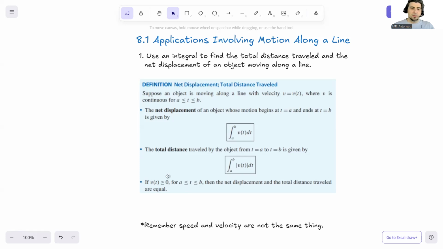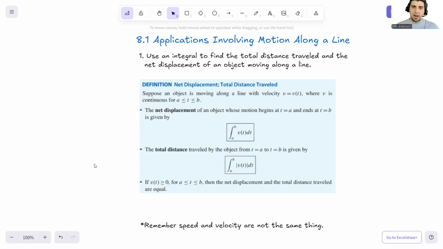In other words, remember, velocity and speed are not the same thing. Speed just tells you how fast you are going, but no direction. Velocity tells you how fast you are going and which direction. So velocity can be positive or negative, and speed is the absolute value of velocity.